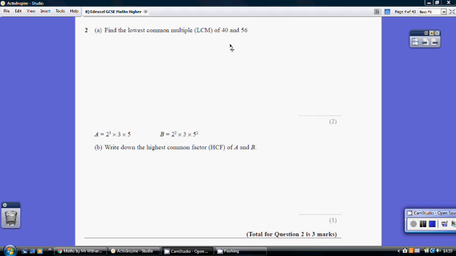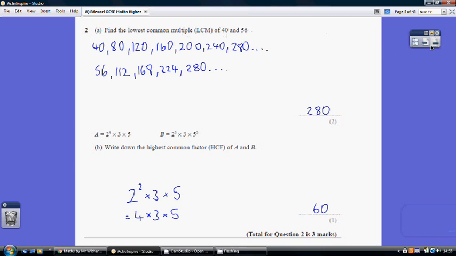Question 2a. So to find the lowest common multiple, just start doing your 40 times table and your 56 times table. Stop when you get the same number in both lists. So there's my 40 times table started at the top. Then my 56 times table I just did using my calculator, and you can see the first number we have in common is the 280. So that's the lowest common multiple.